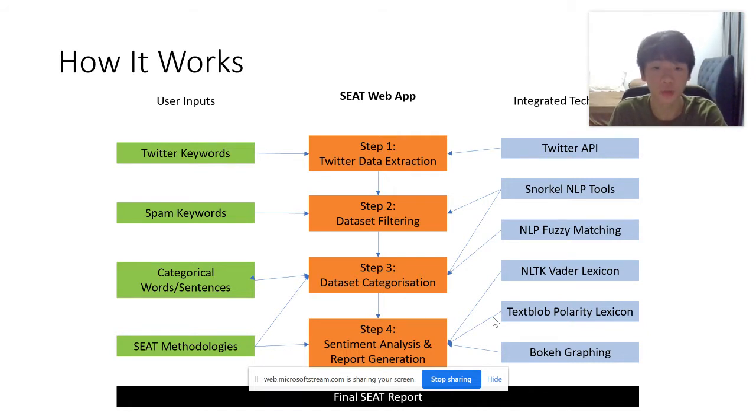And the second one is to filter out irrelevant data. So users just need to include keywords to help identify these tweets, and using Snorkel, we can create a data set that only includes relevant data. The third one is to help categorize the data set into different subtopics. Once again, the user just needs to include keywords to help identify each topic. And using Snorkel or NLP technology, SIT will help categorize the data set. And the fourth one will just be running the sentiment analysis and generating a final report so that users can analyze their data.